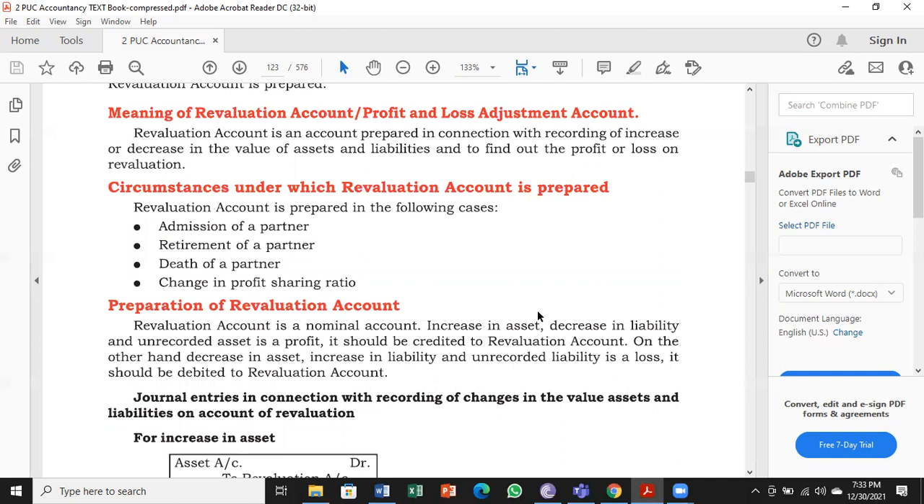Similarly, if liability value increases, it is a loss for the business and the partners, because liability means more payable. If liability reduces, then it is a profit for the business. Sometimes there are some assets and some liabilities not recorded in the books. Even that can be brought into the books of accounts. If an asset is brought in, that becomes a profit for the partners. If a liability is brought into the records, that becomes a loss for the partners. How to make an entry, I'll explain further.